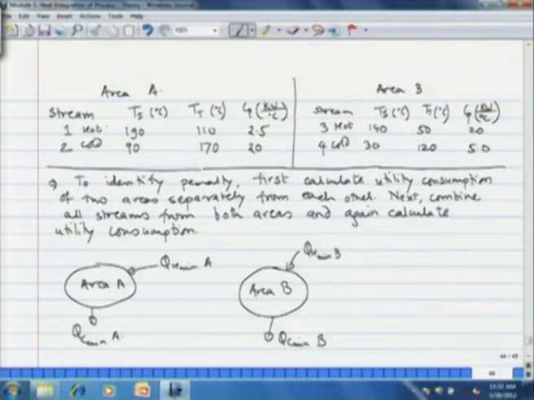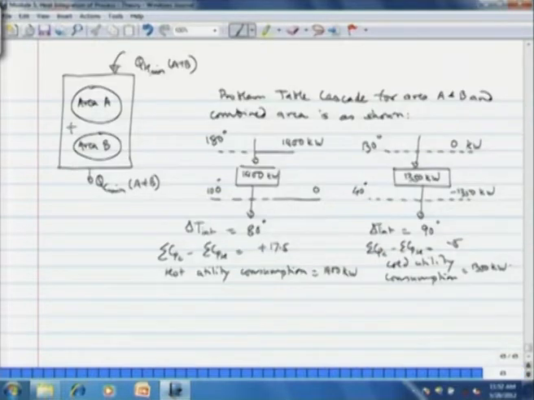To identify the penalty, first calculate the utility consumption of the two areas separately from each other, and next combine all streams from both areas and again calculate the utility consumption. For each area we have QH min, QC min. So area A: QH min A, QC min A. For area B: QH min B, QC min B, and then the combined area. Now let us try to do this with area A with only two streams.